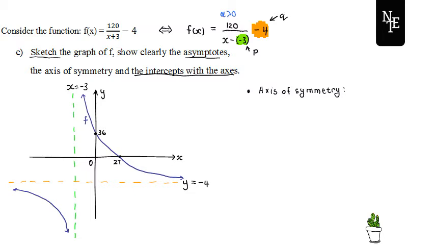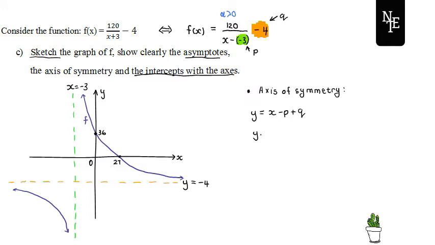Now for the axes of symmetry, we know that we're going to have two of them. One of them is going to have a positive gradient and the other one is going to have a negative gradient, right? So let's start off with the axis of symmetry that has the positive gradient. That's going to be given by the equation y equals x minus p plus q, right? So then we can substitute in our p and q values.